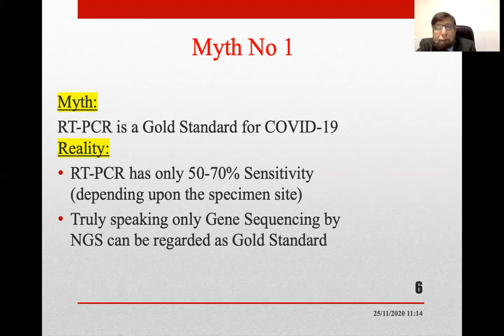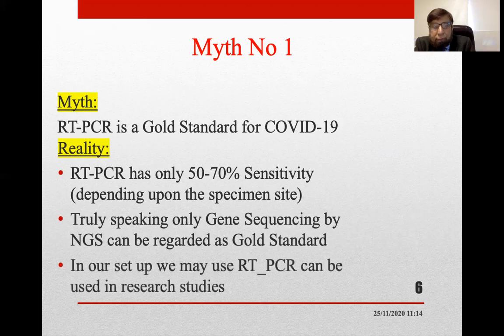The actual studies which validated these PCR tests used this gene sequencing. In Shanghai, China, they used this NGS gene sequencing in patients also. They did a wonderful job. There's a paper also where they did it in all the PCR negative patients. In our setup, however, we may use RT-PCR for a research study because it is the most commonly used test.